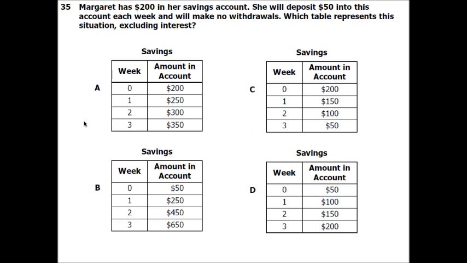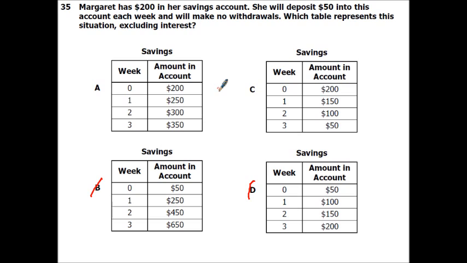Alright, it says Margaret has $200 in her savings account. She will deposit $50 into this account each week and will make no withdrawals. Which table represents this situation, including interest? So all of these should always start off at $200. So at week 0, she should start at $200. So only answers A and C say that, so we can get rid of these. Alright, so she deposits $50 each time.